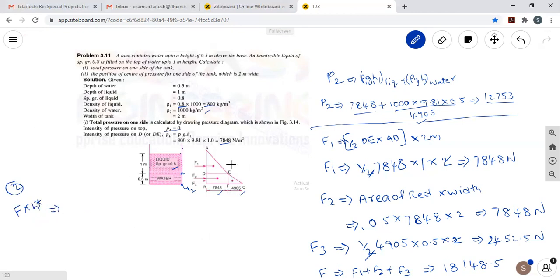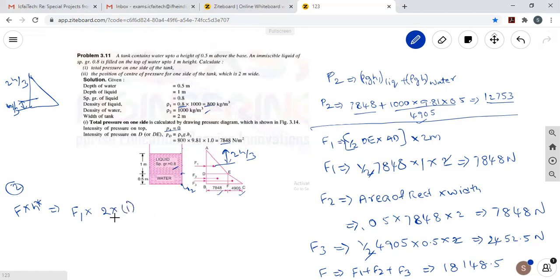so write the moment. Now F1 into distance, simply force into perpendicular distance. What is the perpendicular distance? If you take a right angle triangle, where will the centroid act? At H by 3 comma B by 3, that you learned already in engineering mechanics. So this distance is H by 3. What is the remaining distance? 2H by 3 is the remaining distance. So now this distance is 2H by 3.